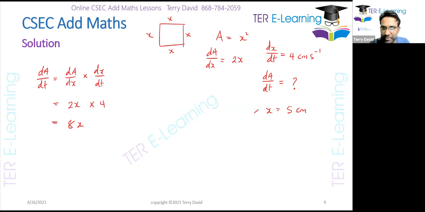But we have another piece of information here. They told us to find the rate of increase of the area when x is equal to 5. So when x is equal to 5, the dA/dt, which is what the question asks us for, is equal to 8 multiplied by 5, which is equal to 40. Now this is the rate of increase of area, so this is going to be centimeters squared per second, cm² s⁻¹. So that's my answer for this particular question.